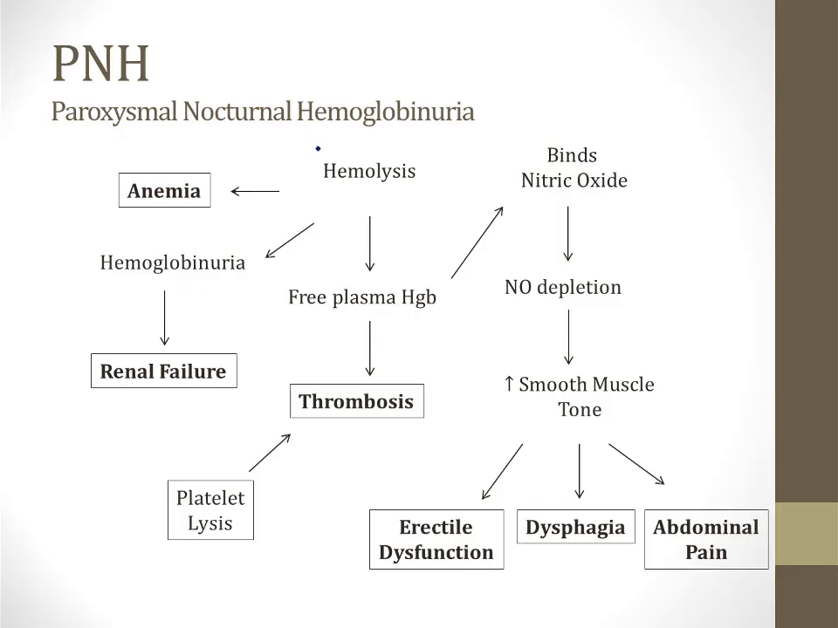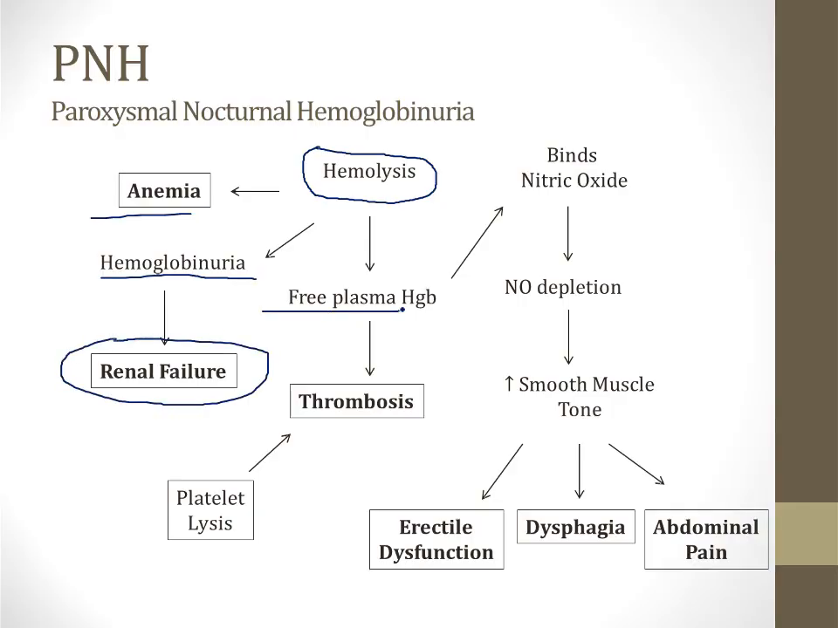As I told you before, the primary problem is hemolysis because red cells are being lysed by the complement system. This can lead to anemia over time. In addition, hemoglobin can spill into the urine. This can cause the urine to become dark and change colors. Patients often notice that, and in addition, it can potentially lead to renal failure.